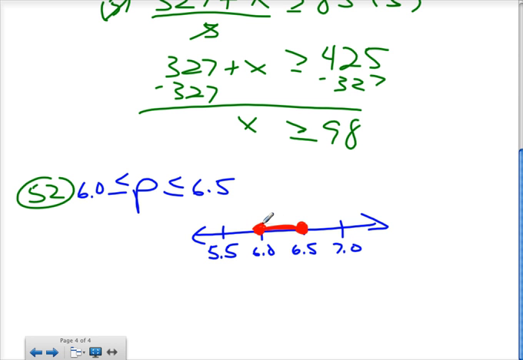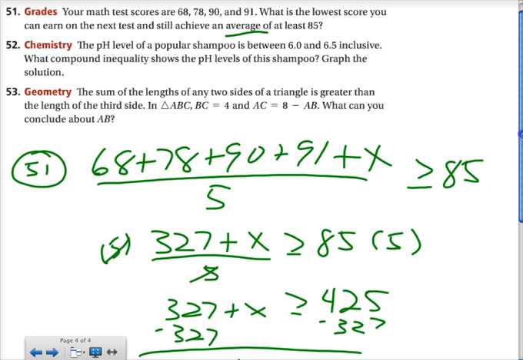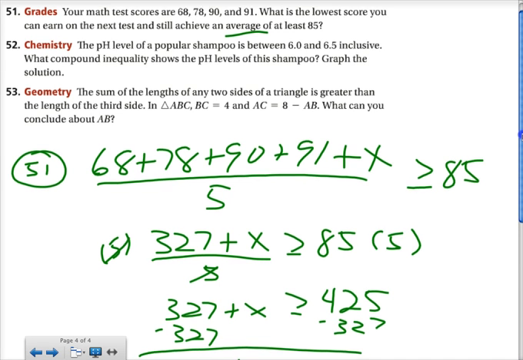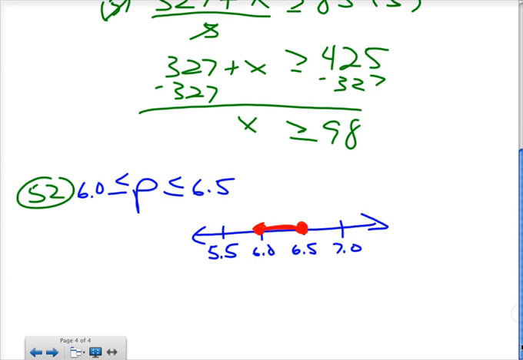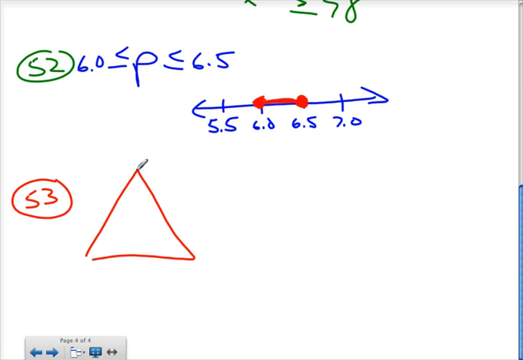All right? And then finally, number 53. Going back to geometry, the sum of the lengths of any two sides of a triangle is greater than the length of the third side. And we've got a triangle here that we have to deal with. So I'm going to go ahead and make a drawing here, because that's what you need to do, especially, I hope you learned that in geometry. If you don't know what you're doing, then make a drawing.